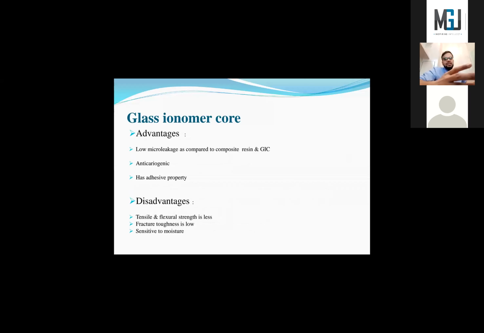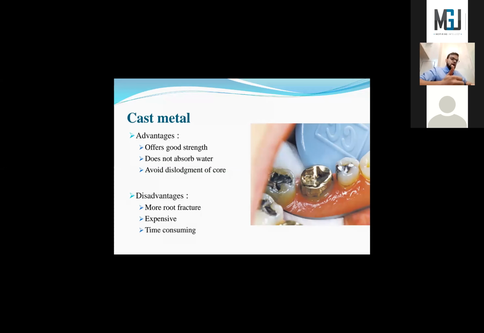So it's got advantages. Yes, it's got fluoride release, anti-cariogenic. Of course, it's kind of chemically adhering, but it's just not strong enough. So I don't really recommend for clinicians glass ionomer as a core build-up material. Please don't use it at all. Cast metal is good if you are using it for badly mutilated teeth because it comes externally fabricated, with tremendous strength. And obviously, because it's externally fabricated, the retention is much better. So it prevents the dislodgement.